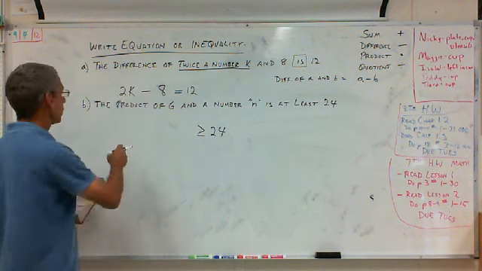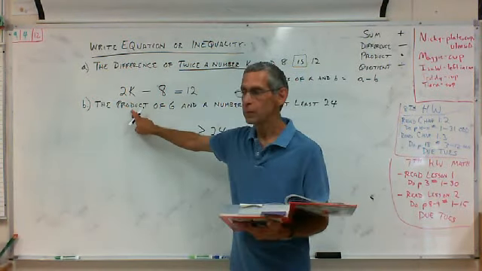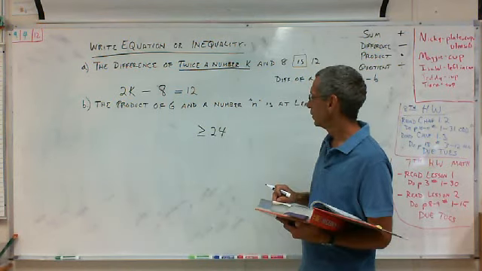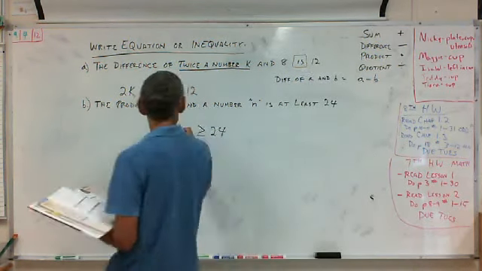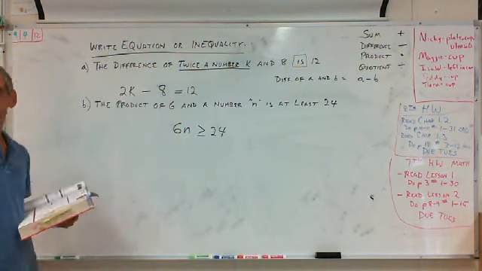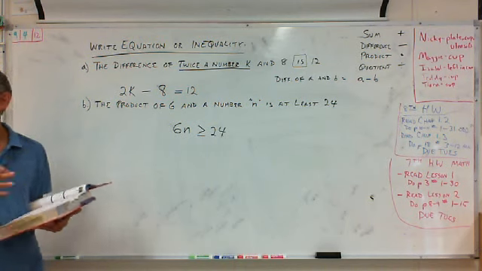All right, then what do we do here? The product, what does product mean again? Multiply, right? Of 6 and a number n. So 6n. There you go. So 6n is greater than or equal to 24. And then you know how to solve these, I'm assuming, right? You just divide by 6.